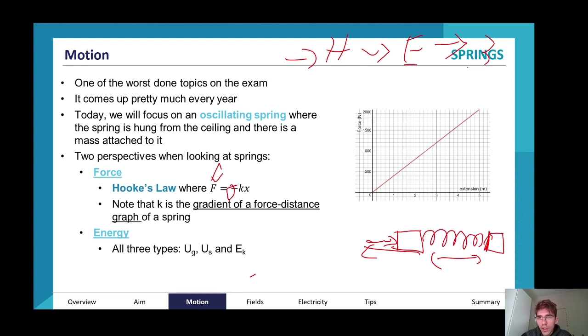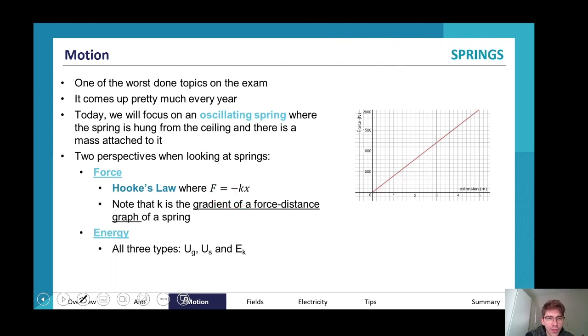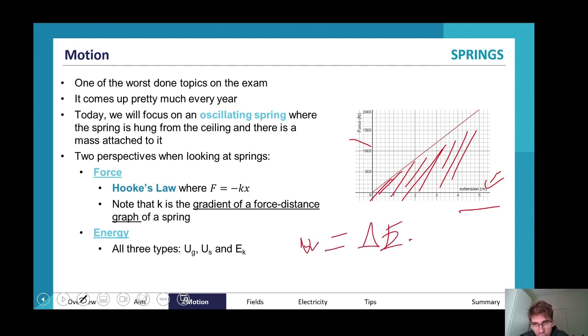Now, Hooke's law, as you can see, is a linear graph with a constant gradient. That's the definition of a linear graph. This is a force-extension graph, with extension in meters. The area represents work that we've done on the spring, and work is change in energy. In this case, it's change in elastic potential energy.